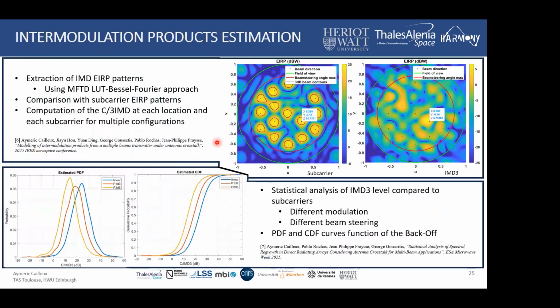Based on that, we did some work using what we call the mixed frequency time approach with the Lucas-Bessel-Fourier approach. And it enables us to do extraction of IMD EIRP patterns and also to do comparison with the subcarrier EIRP patterns, and eventually to be able to do the computation of the carrier to IMD3. And so based on that, we were able to do some statistical analysis of the IMD3 level compared to the subcarriers for different modulation, for different beam steering, so a full statistical study. And then we were able for different backoff to plot the PDF and CDF curves. Right, so that's all for me for now.